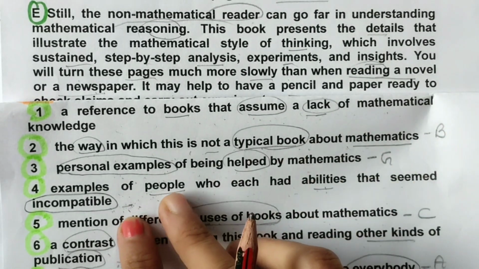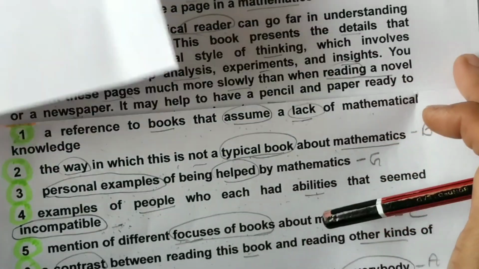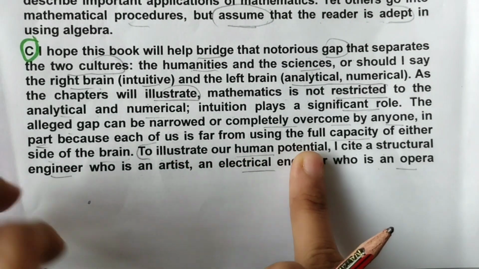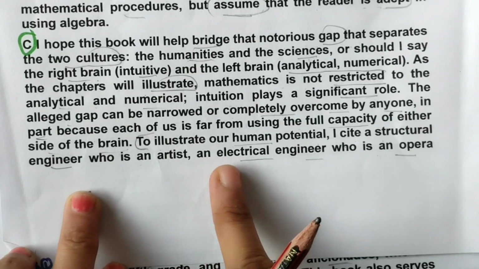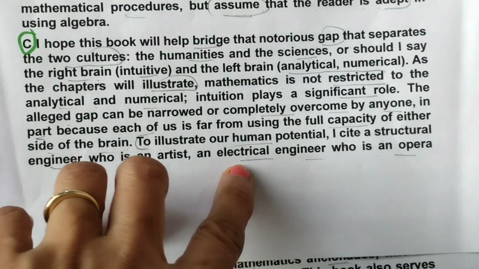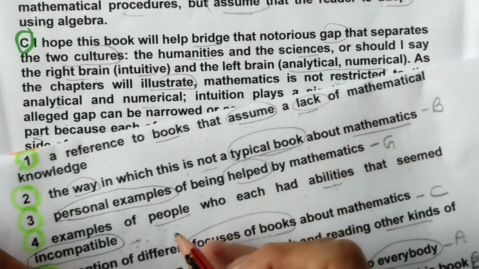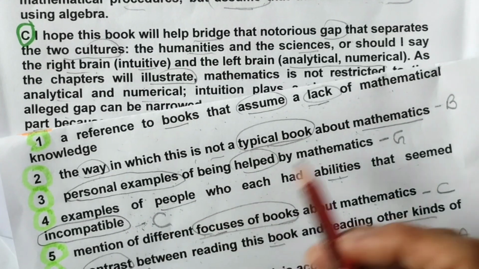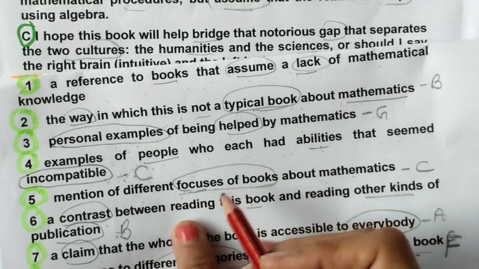Yes, C number, I'm sure that they are talking about these two persons. Yeah, this is C. Two listed are human potential, eyesight, a structural engineer who is an artist. So they were talking about an opera singer and all. So here I will put C number, examples of people. But what about this? Am I wrong?